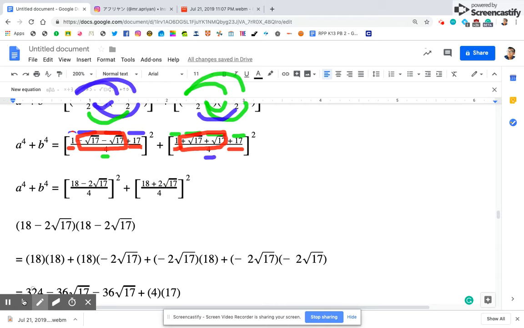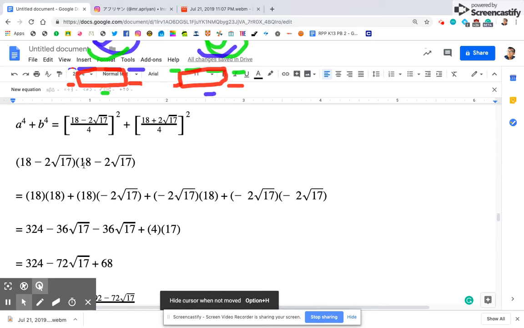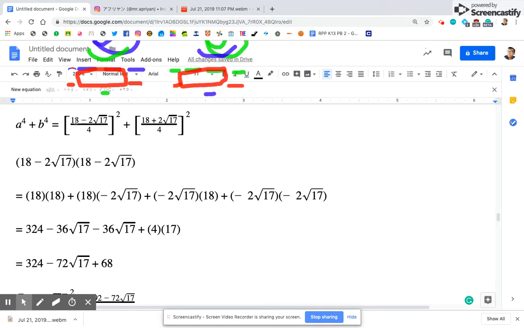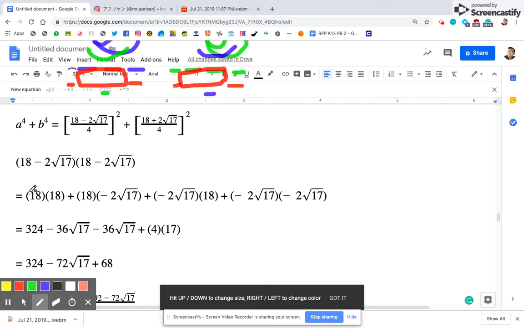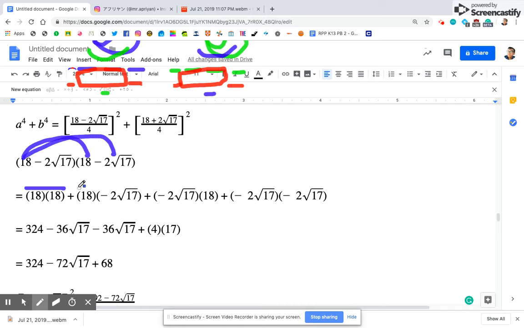Okay, it's still complicated. Let's simplify again. I'm going to expand the top part, the numerator. So 18 minus 2 square root of 17, squared. This is how I expand this. So 18 minus 2 square root of 17 times 18 minus 2 square root of 17. Let's expand. 18 times 18, which is here. 18 times negative 2 square root of 17 is here.